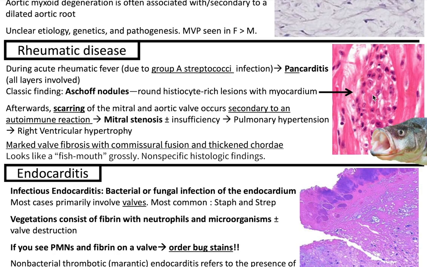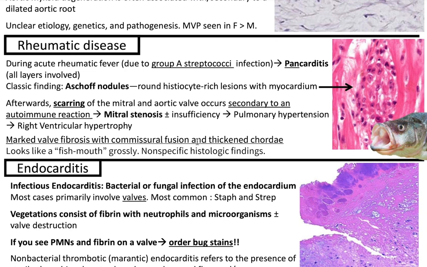Rheumatic disease. During acute rheumatic fever, you'll have pancarditis. Classic findings are Aschoff nodules or round histiocyte-rich lesions within the myocardium. Afterwards, you'll have scarring of the valves due to an autoimmune reaction, and this can lead to mitral stenosis and or insufficiency, pulmonary hypertension, and right ventricular hypertrophy. The marked valve fibrosis looks like a fish mouth grossly.